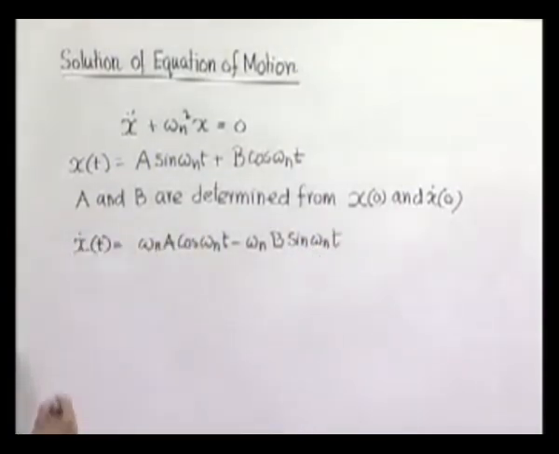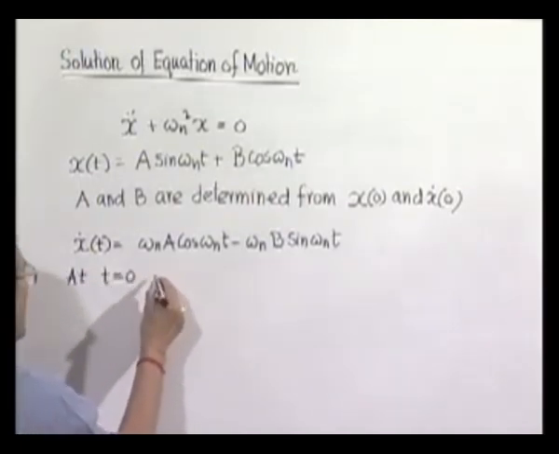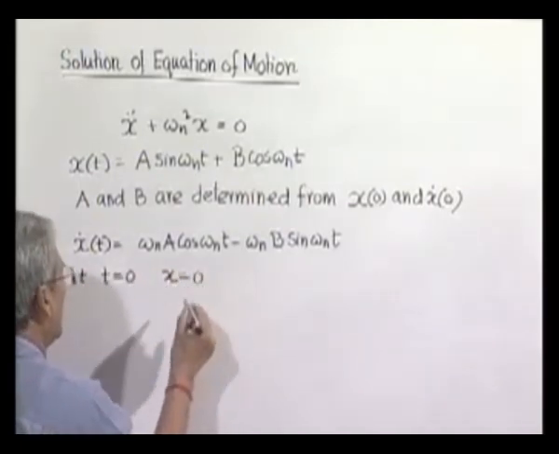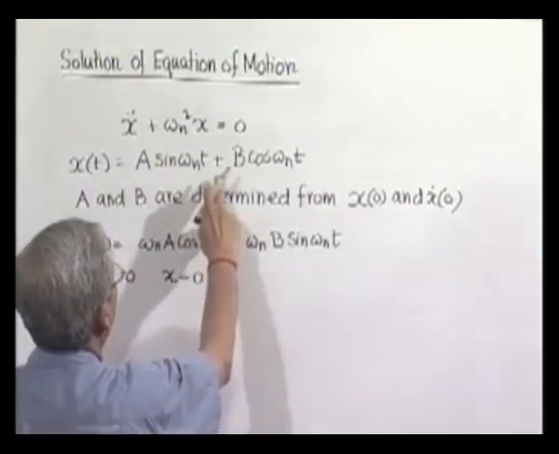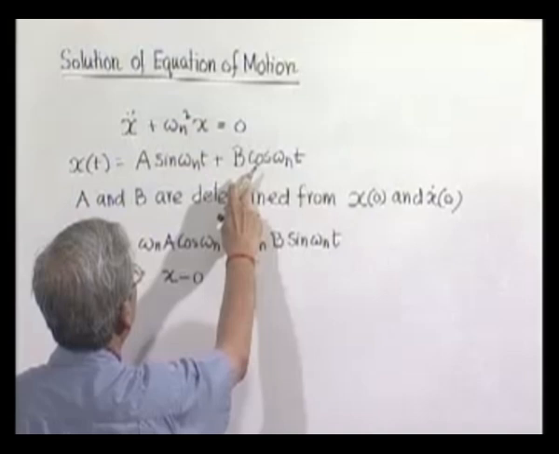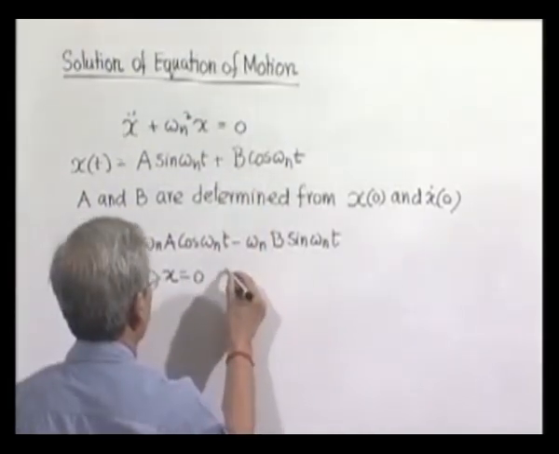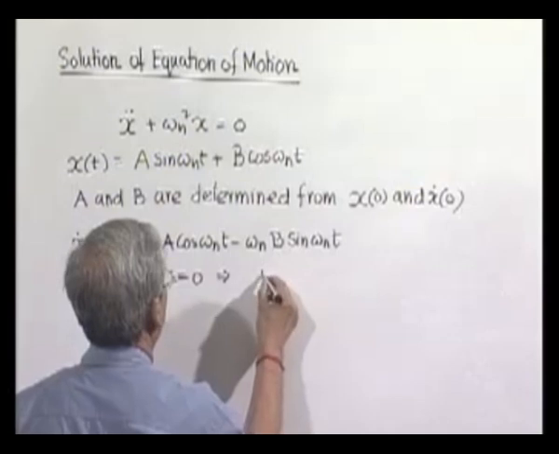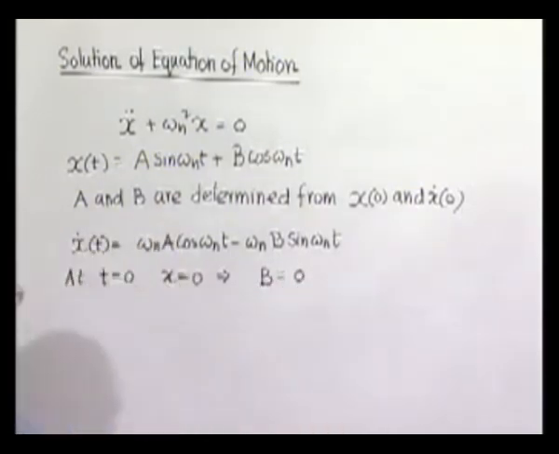So at t is equal to 0, x equal to 0. If we put t is equal to 0 here, this goes out, only this b remains. So that tells us that b is equal to 0.